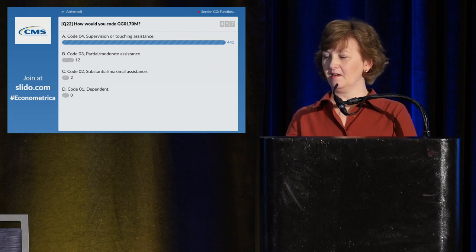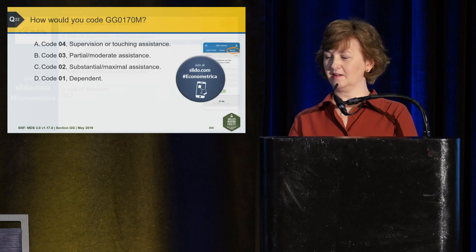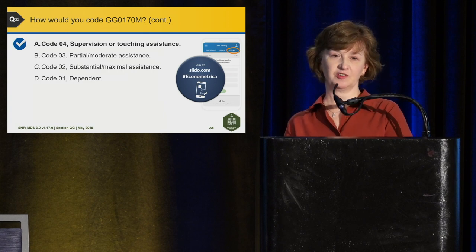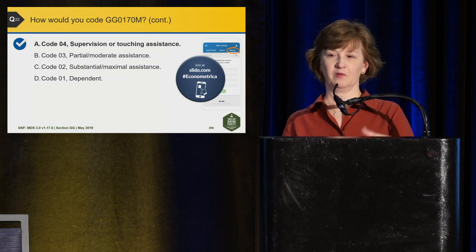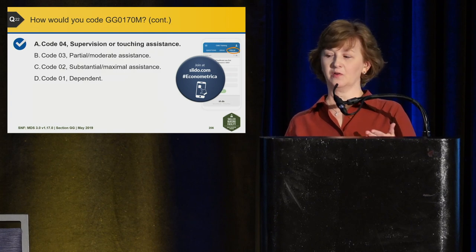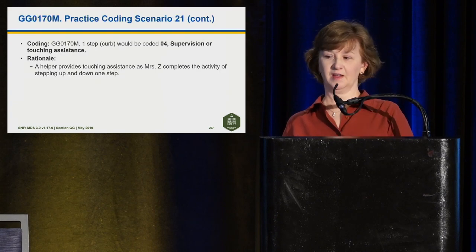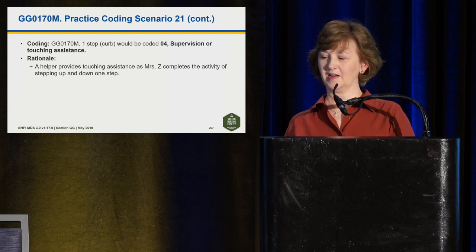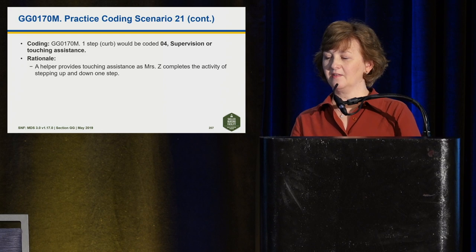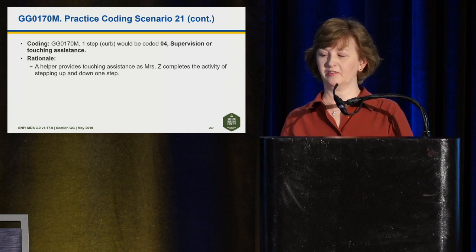Okay. All right, so let's see what the correct response is. It looks like most of you were correct: code 4, supervision or touching assistance. So on the way going up, she needed a little bit less help. It was standby assistance. Going down the steps, she got steadying assistance. Both are actually coded at the same level anyway, and so she gets coded a level 4.